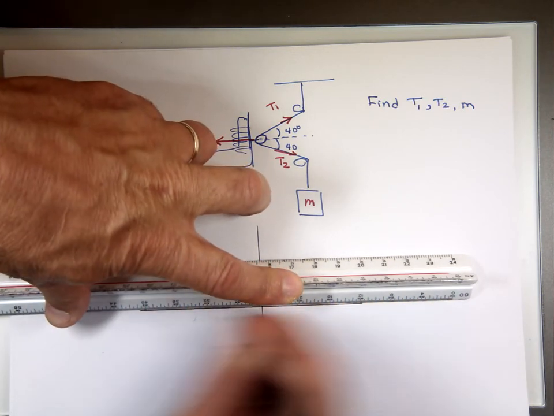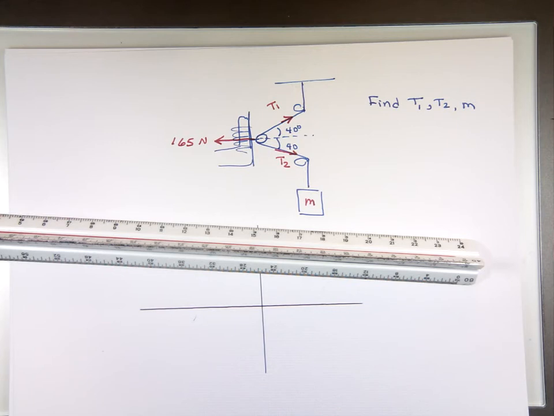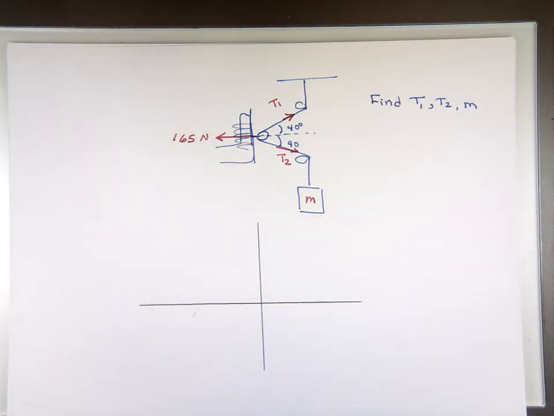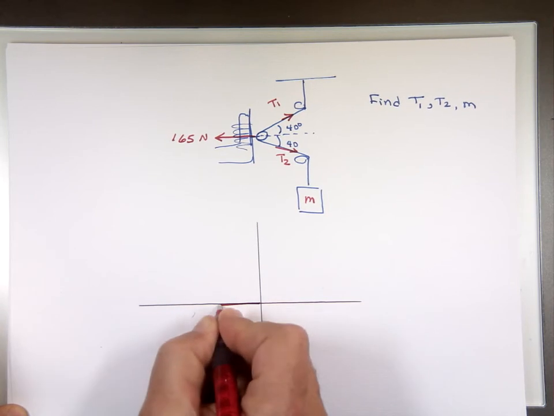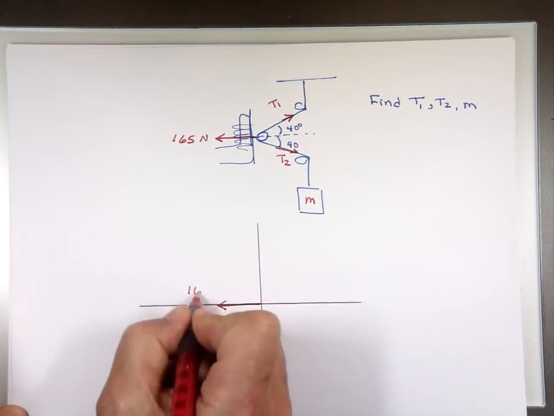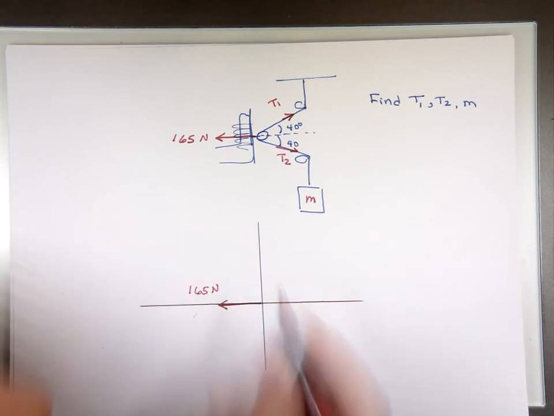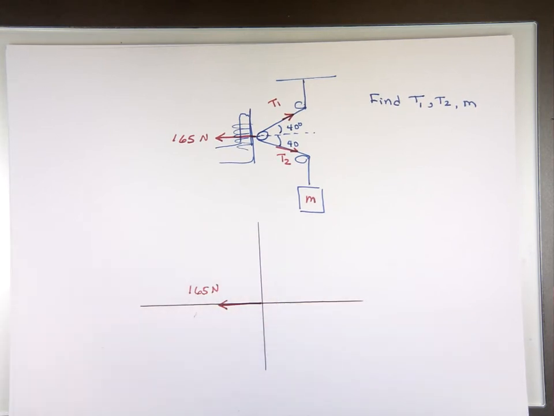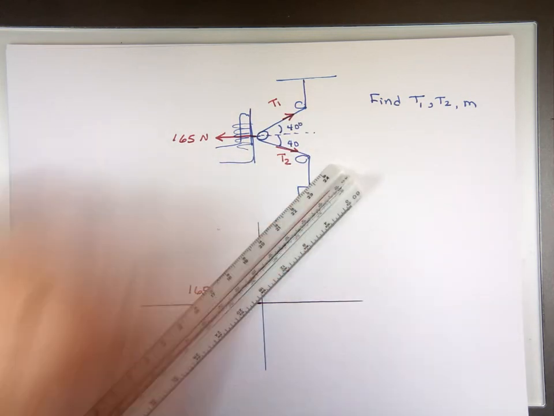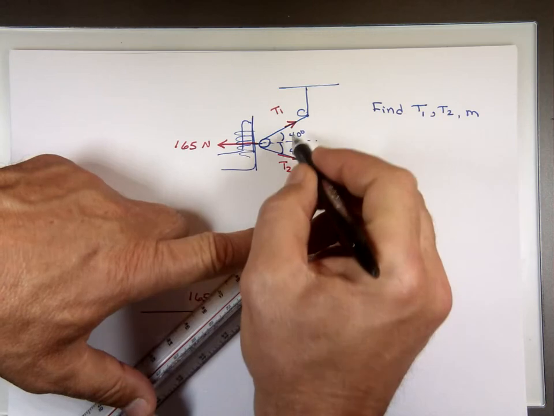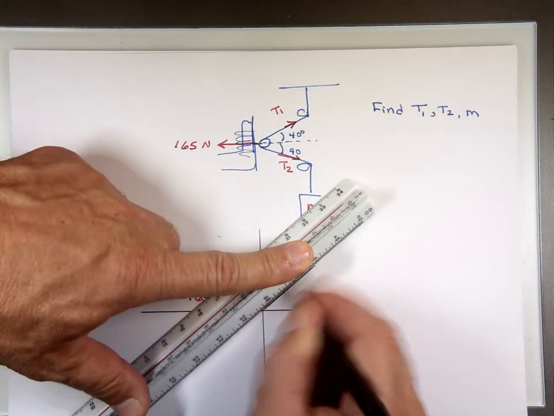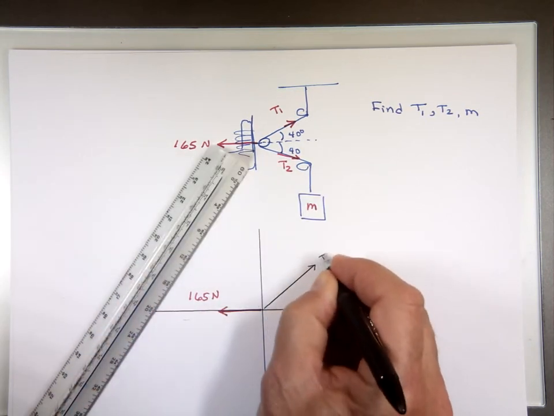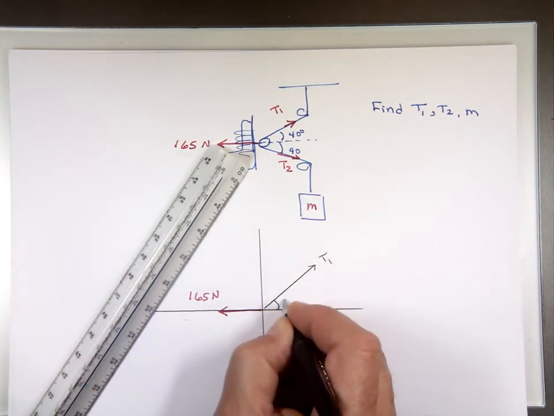You get the person, you want that force to be pulling in this direction of 165 Newton. And again, I'm not sure if these two are equal or not. I can tell you if the angles are the same, like in this case, they'll be equal. But we'll prove that. We get T1 in this direction at a 40-degree angle, and we get T2 at a 40-degree angle here.